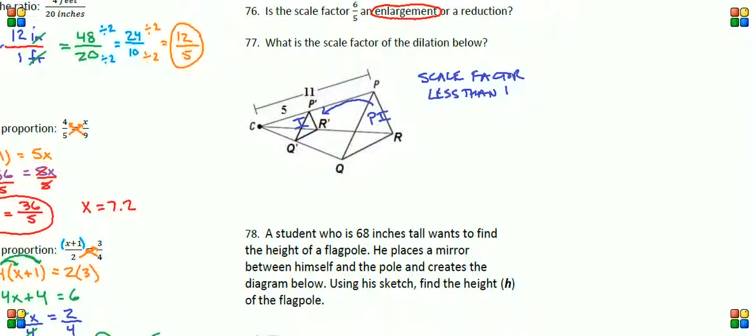Is it at the origin? Is it somewhere else on the grid? But we do know this. The distance from C to P prime is 5. The distance from C to P is 11.